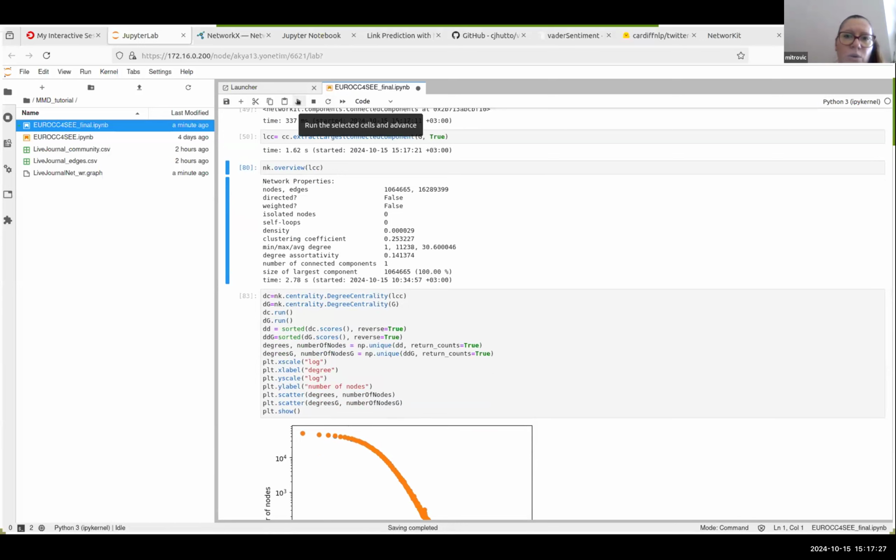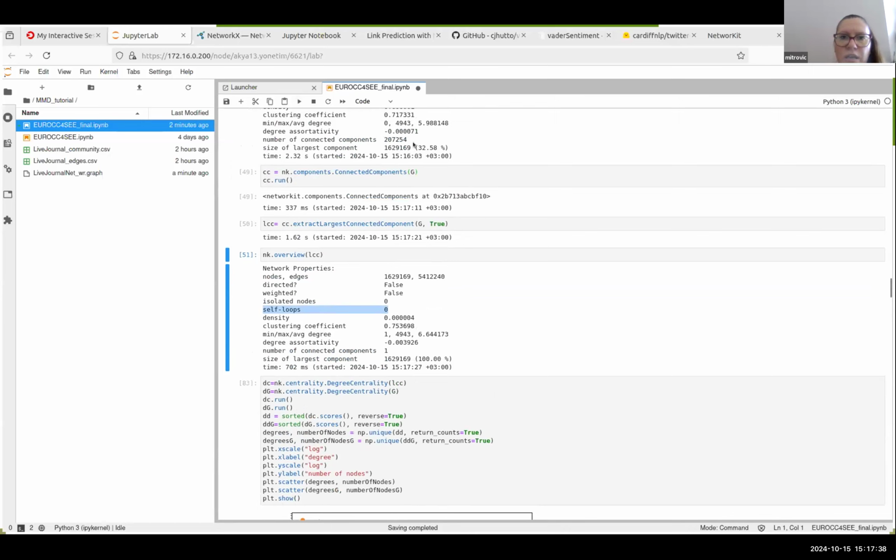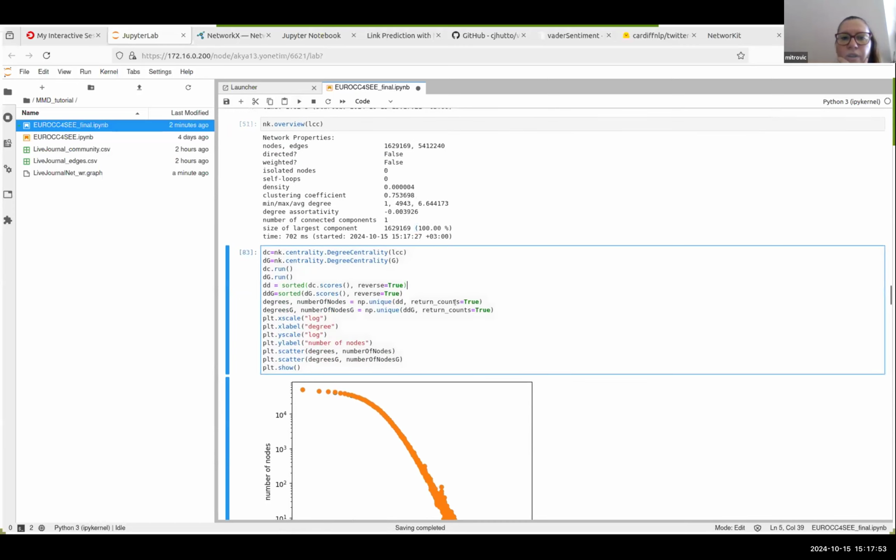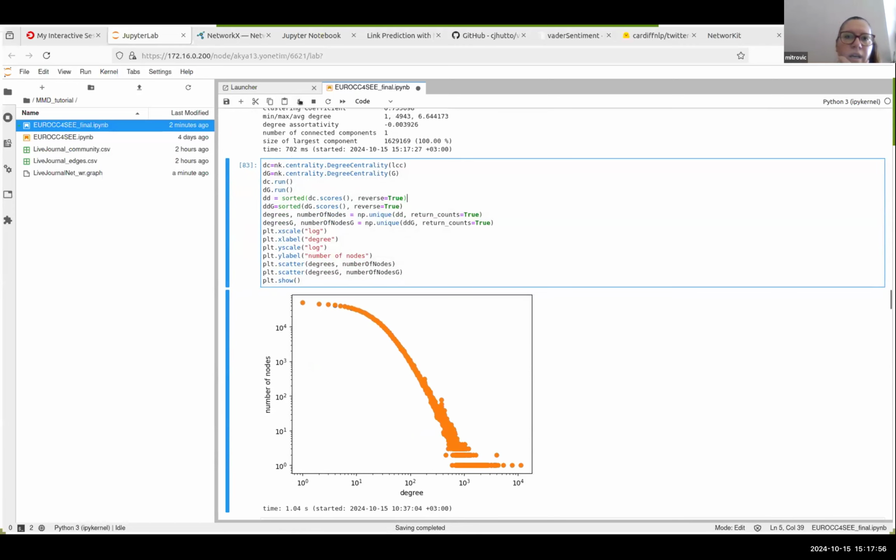If we look at the overview of this largest connected component, we will see that it doesn't have isolated nodes and doesn't have self loops. Here we see that 30% of our network is actually part of the largest connected component. And for these reasons, we will use this largest connected component to see our structure.